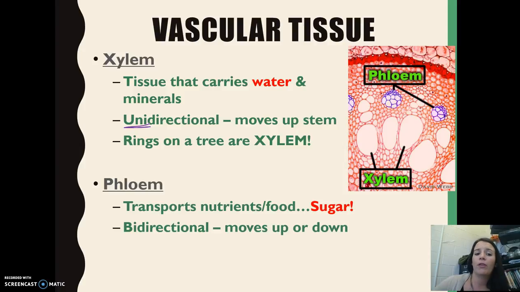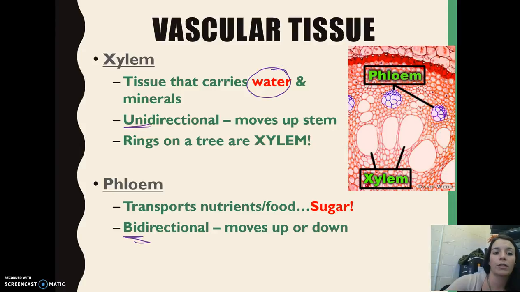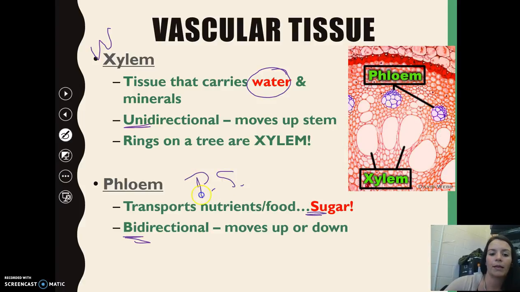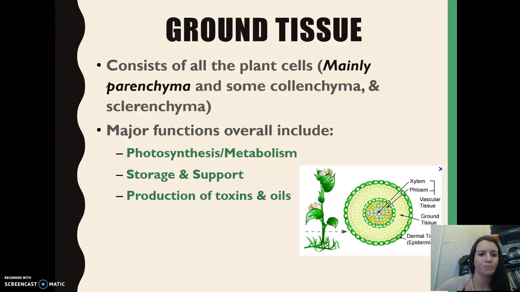Now phloem, on the other hand, transports sugar. So these are going to move bidirectional, so two ways. Now the way I think about it is water and minerals, so TUVWX, those go together, and then I just think of sugar as PS, like you're writing a note, PS. So phloem and sugar go together, xylem and water go together.